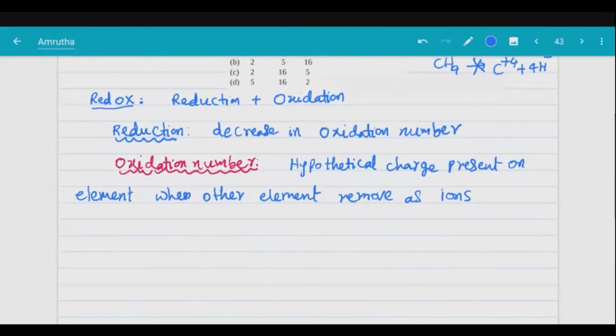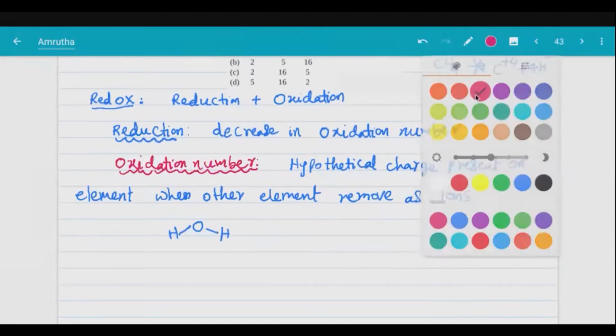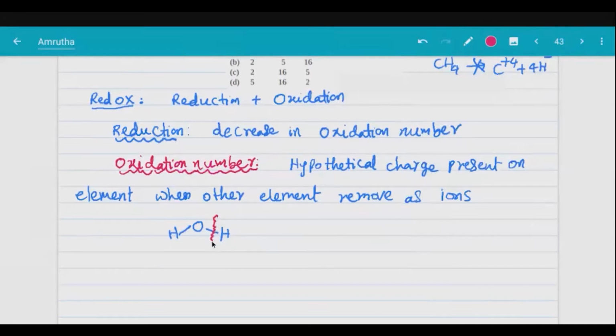So we'll do more examples. Let me give you the same H2O. We are not actually breaking into ions. This is just hypothetical. If I break this bond, H2O will not give H plus readily. The H plus given by H2O is very small, so that is why it can't conduct electricity. Everybody knows water is a very poor conductor. Fine, so let us see this.